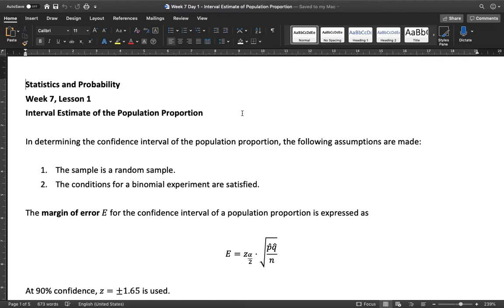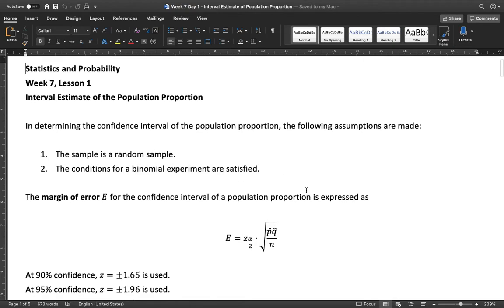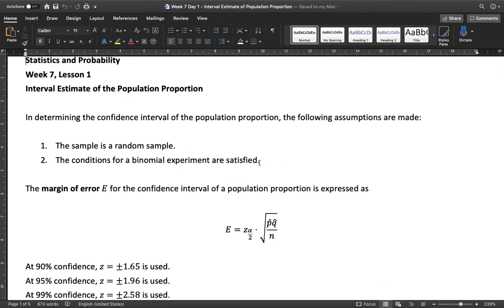So, in determining the confidence interval of the population proportion, we have two assumptions. The sample is a random sample and the conditions for the binomial experiment are satisfied. So, pag sinabi natin binomial experiment, at least satisfy niya yung conditions na binomial siya. Remember in our discussion during the sampling distribution of sample proportion, there are certain conditions for us to say that it is binomial. So please check that out and review those concepts kung kailan nasabing binomial siya.